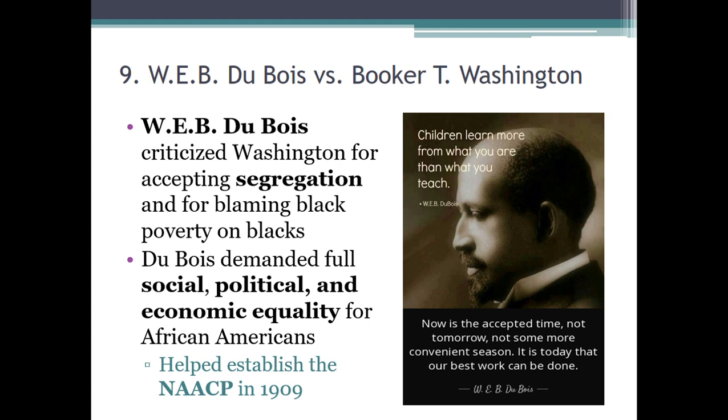A couple of quotes from him I like a lot. One says, children learn more from what you are than what you teach. If you hear your parents ever say stuff like, do as I say, not as I do, read them that quote. Let them know, if you want me to act a certain way, you need to model that. Or all people should live by those words.